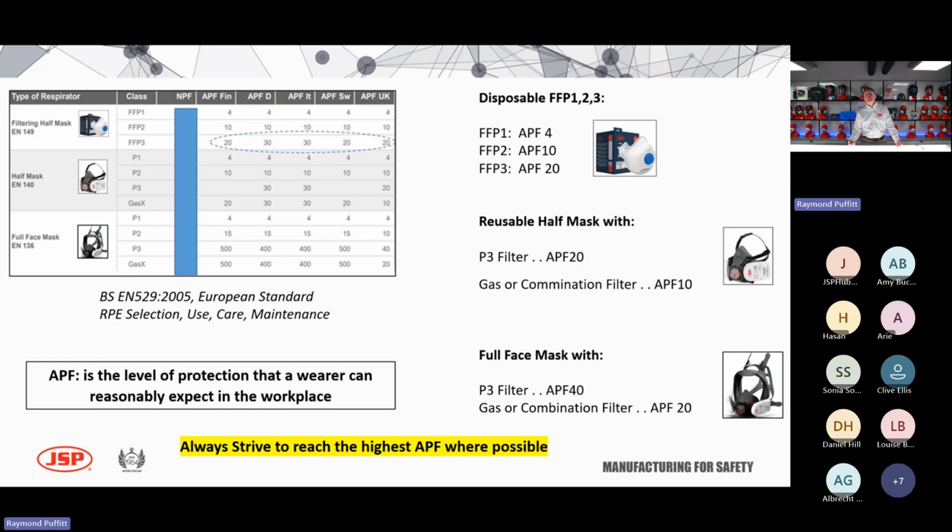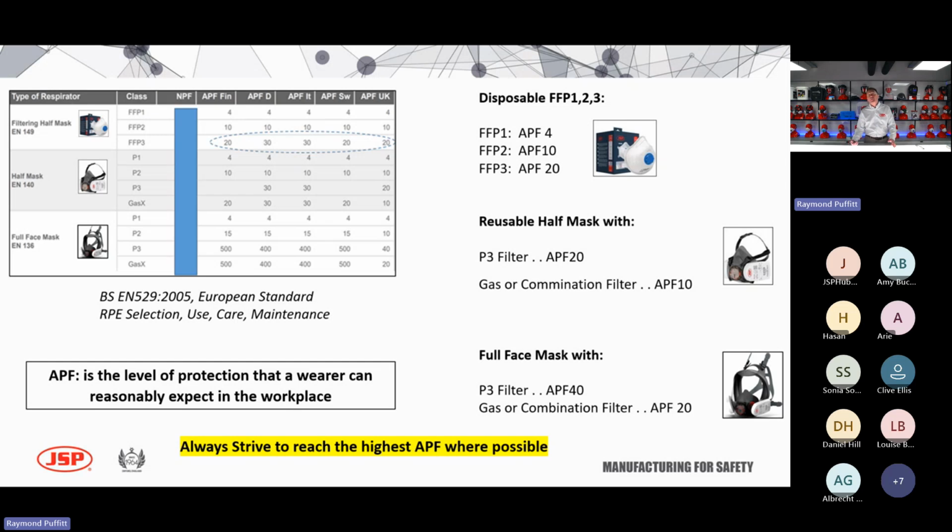So in the UK, we understand the FFP3, if it's fit and worn correctly, properly fitted, without any cavalier maverick attitudes, you will receive an APF of 20. However, that's not always across the board in other countries, and that's what I wanted to show you. But after that, I'm going to steer away from other countries' APFs.